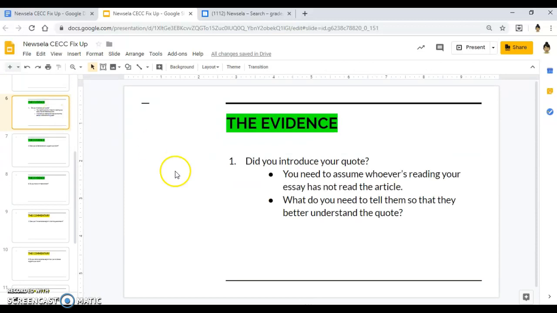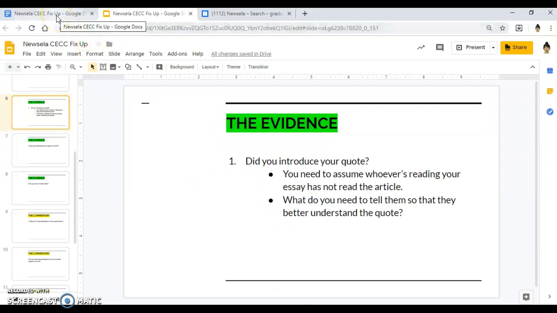Okay, now we're moving on to our evidence, okay? So the first thing with evidence is to ask ourselves, did I introduce my quote? Okay, you can't just plop a quote in. You have to assume whoever's reading your essay has not read the article before. So what do you need to tell them so that they better understand the quote?